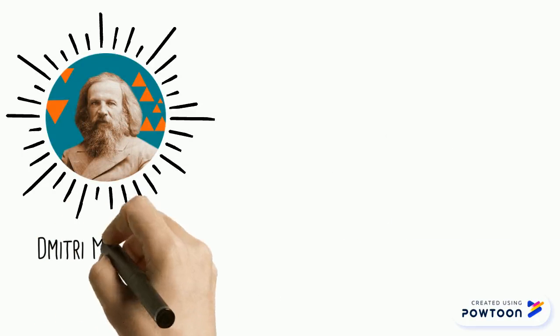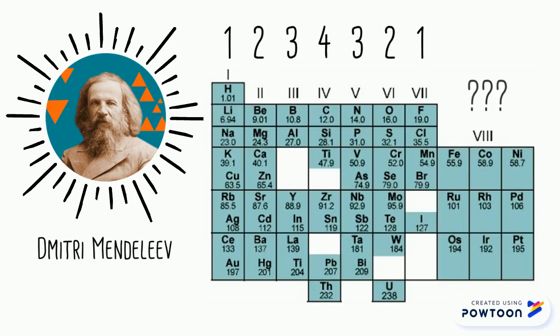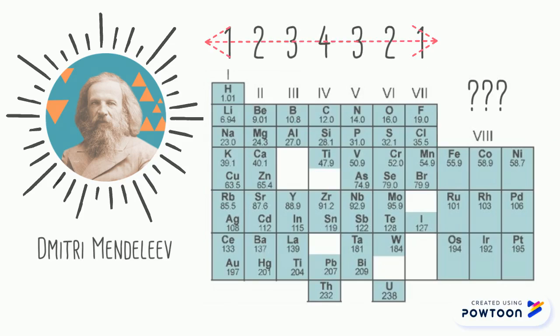Dmitry Mendeleev created the earliest version of our periodic table. He ordered elements by their atomic mass and noticed that the order of their valences followed the pattern 1, 2, 3, 4, 3, 2, 1. This pattern seemed to appear for every 7 elements. Mendeleev placed the rest of the elements according to this pattern, leaving gaps for undiscovered elements.